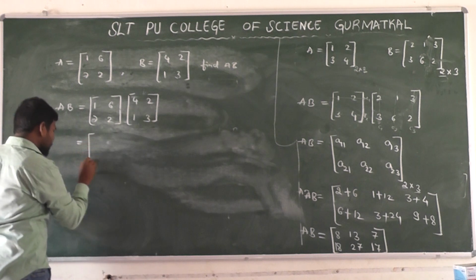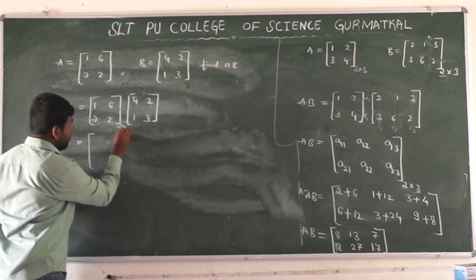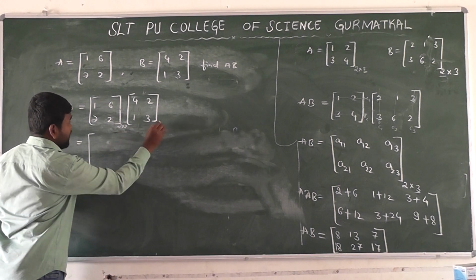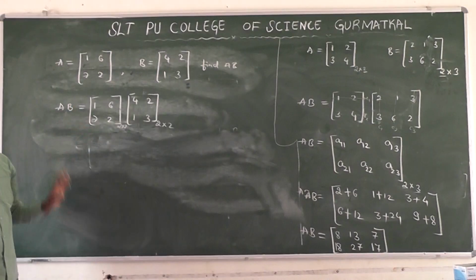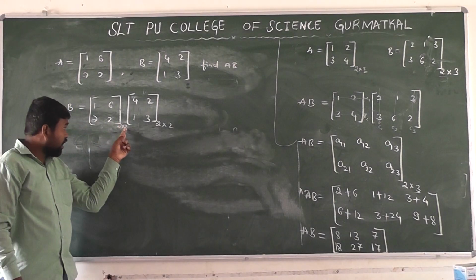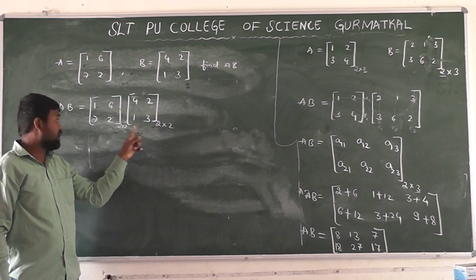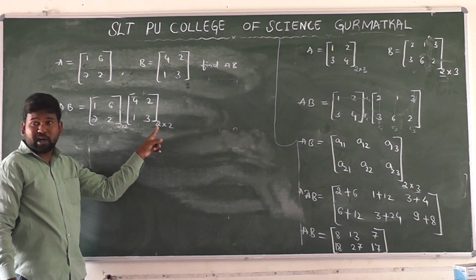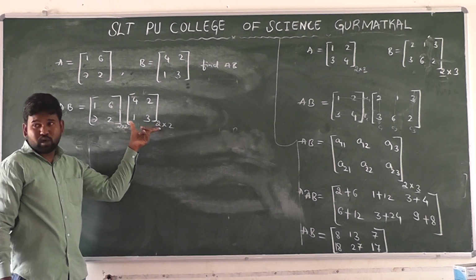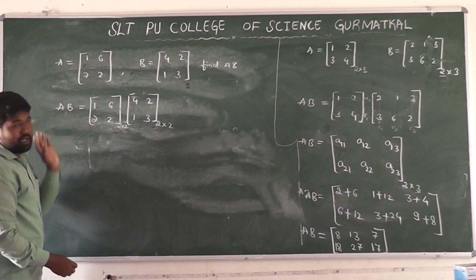Right? Then how to multiply here? What is the order of the matrix A? 2 cross 2. And what is the order of the matrix B? 2 cross 2. Matrix multiplication is possible when the number of columns of the matrix A is equal to the number of rows of the matrix B. The number of columns for matrix A is 2 here. The number of rows for matrix B is 2. The number of columns is equal to the number of rows, so multiplication of the two matrices is possible.